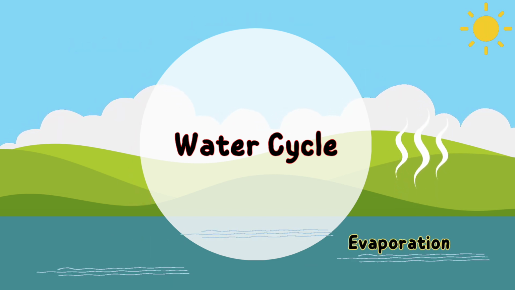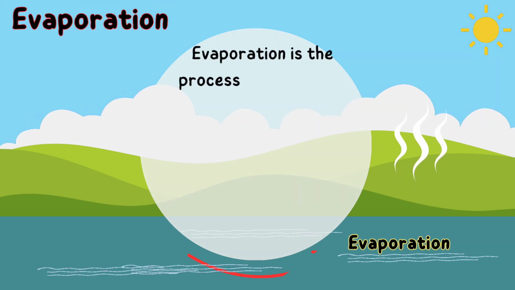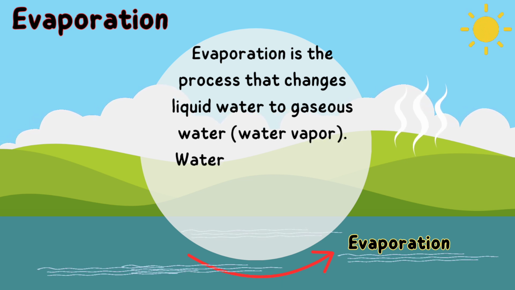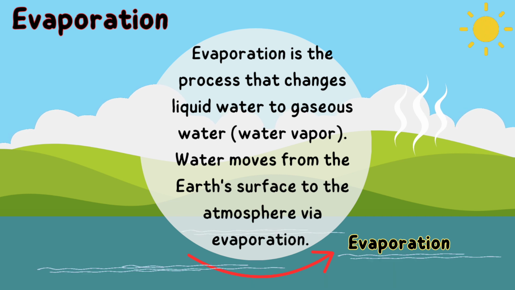First step is the evaporation. Evaporation is the process that changes liquid water into gaseous water, also called water vapor. Water moves from the Earth's surface to the atmosphere via evaporation.